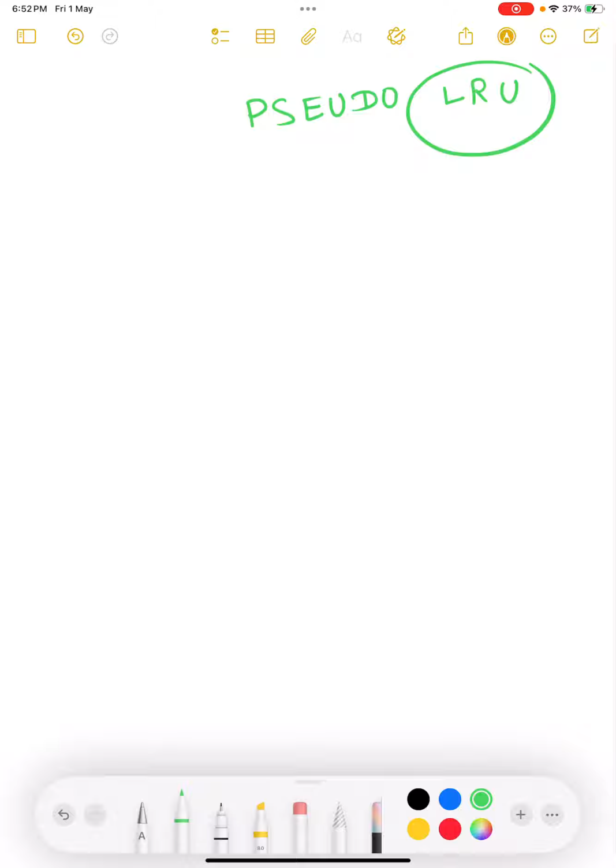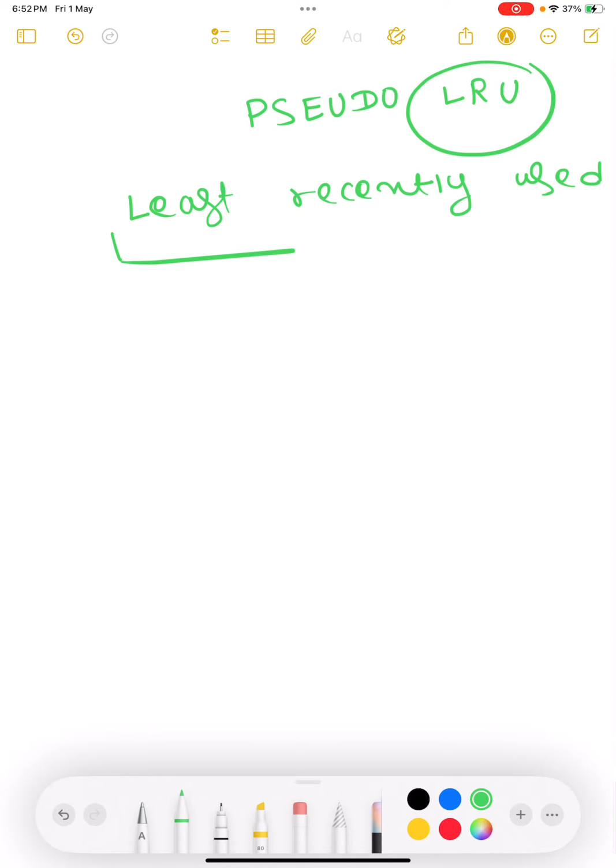Okay, so what does LRU tell? LRU means Least Recently Used. Okay, and actually, what is the pseudo LRU? It is a cache replacement policy.